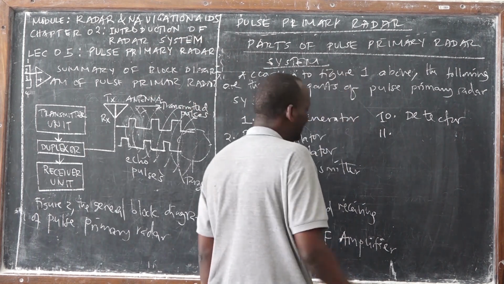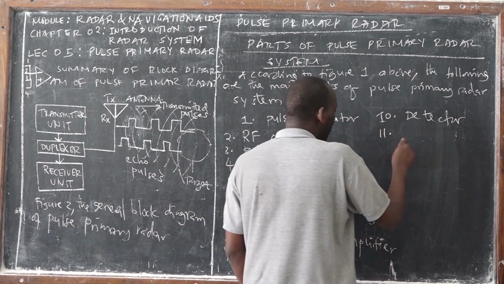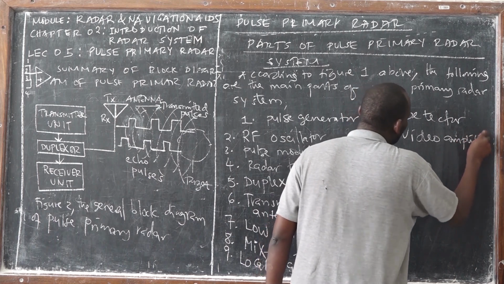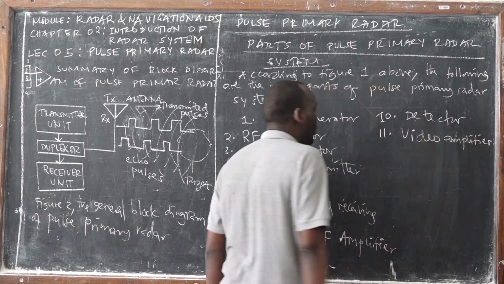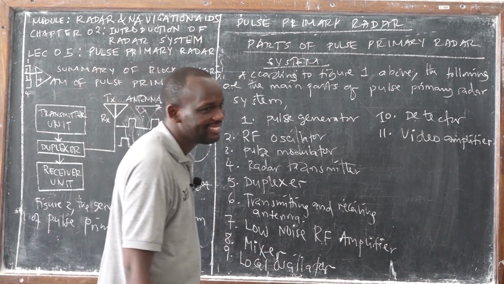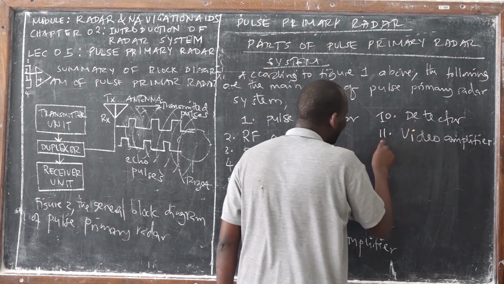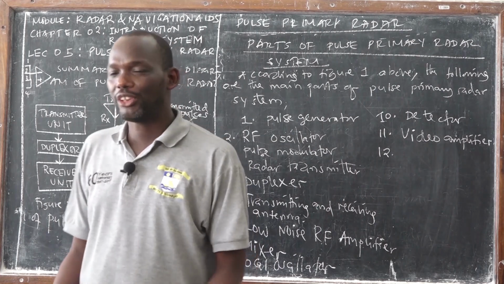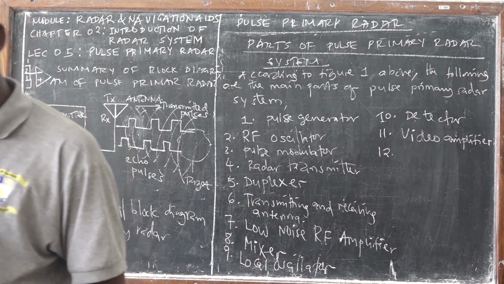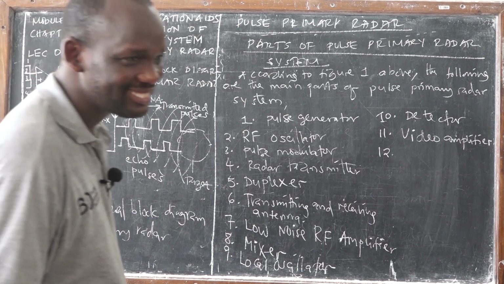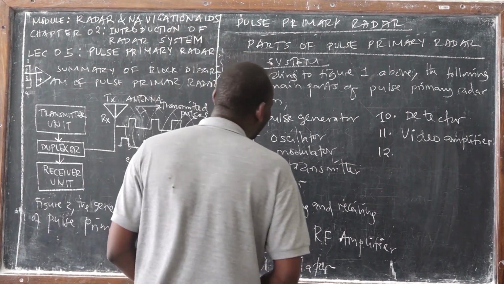Electrostatic. Number 11. Video amplifier. So what does the detector do? So we see here video amplifier. So video amplifier is amplifying what? Video signal. Where did it get that video signal? Extracted from what? From the detector.